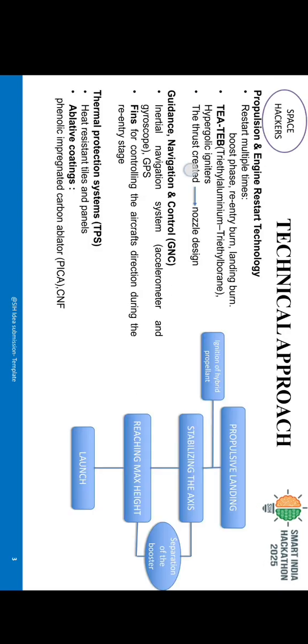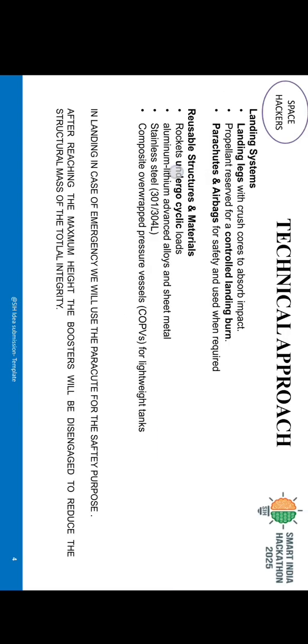As I already told, there are four stages: launch, reaching maximum height. After reaching maximum height, the separation of the boosters occurs to reduce the structural mass of this prototype, and then stabilizing the axis. During the re-entry stage, the fins play a very important role in stabilizing the axis. After a certain height from the ground, the ignition of the hybrid propellant occurs for the propulsive landing method, and then the legs landing system will operate.